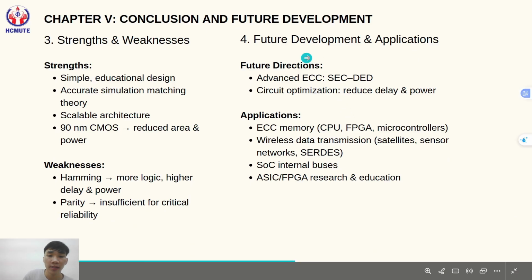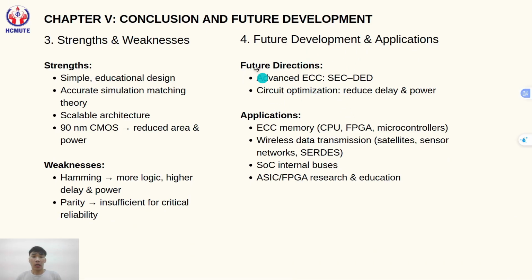And for the future development and application, we can implement parity code and Hamming code in ECC like SEC-DED. That means single error correction and double error detection. Or optimize circuits for low delay and low power. And we can apply it in ECC memory, wireless transmission, SoC interface, or FPGA and ASIC design.